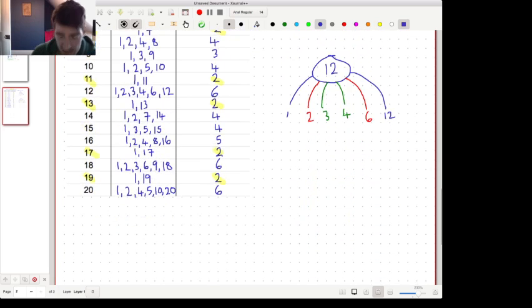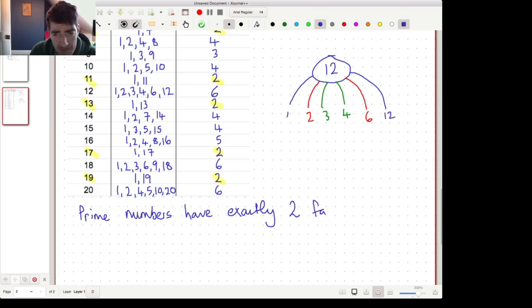So we're just going to write that definition down quickly. Prime numbers have exactly 2 factors.